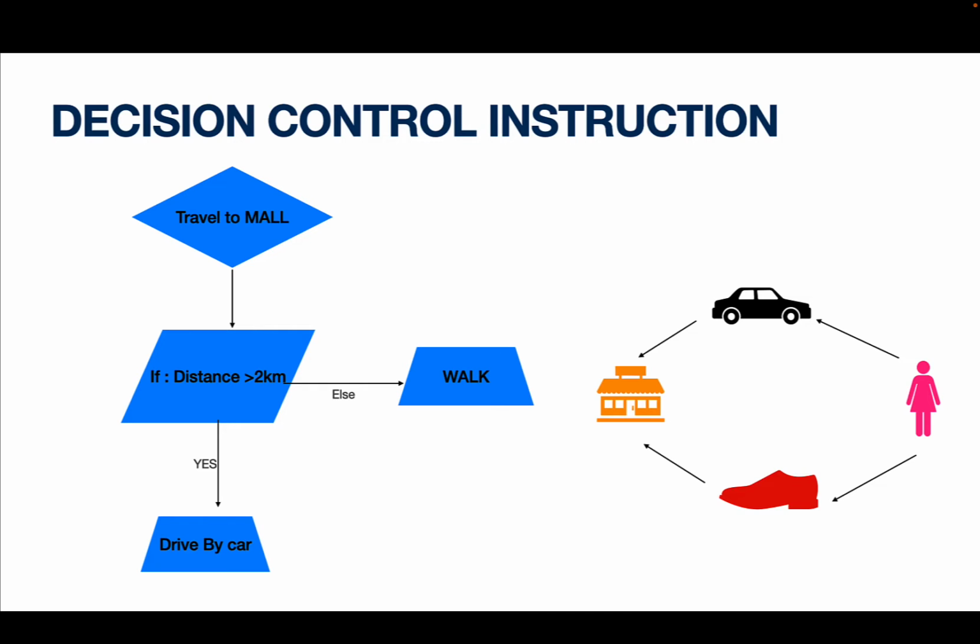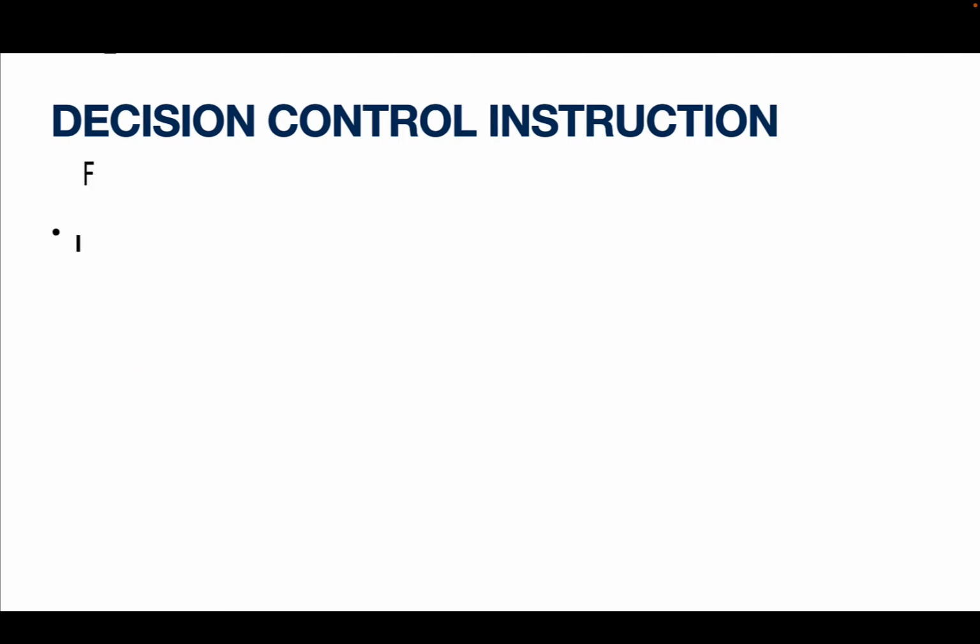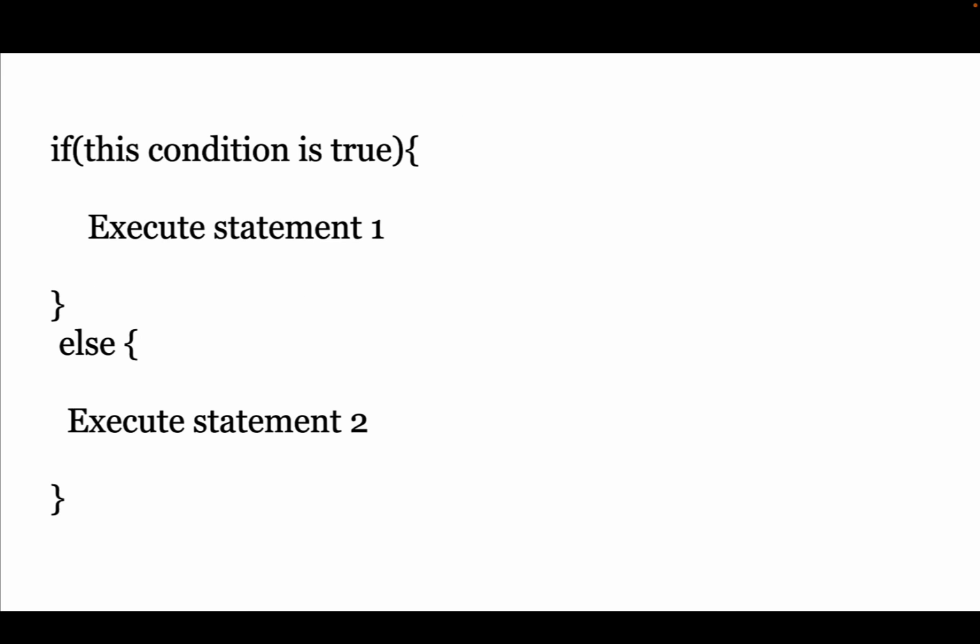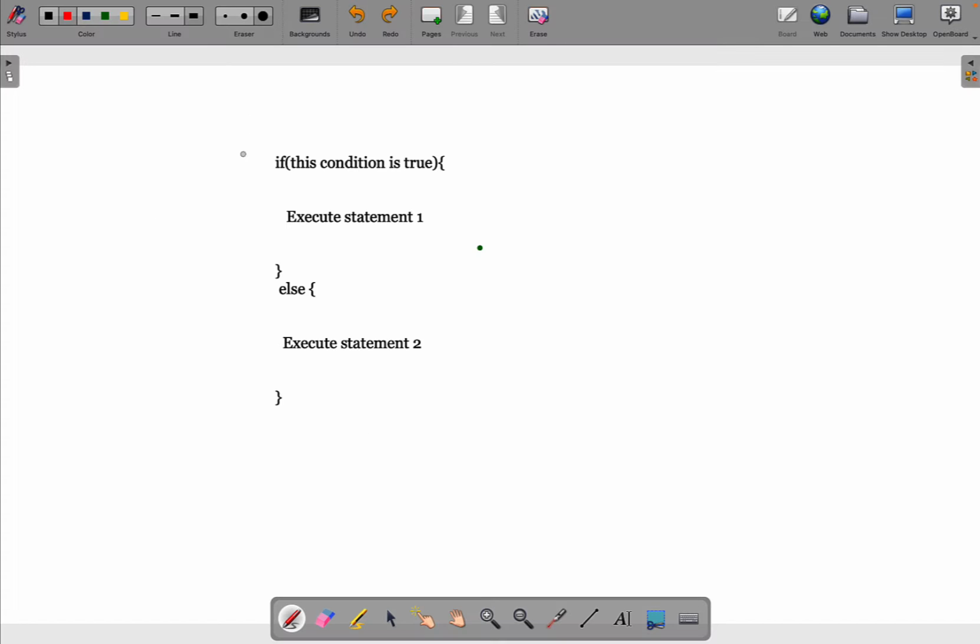So if we want to cover these kinds of scenarios where a statement is executed only on one condition and another statement is executed on another condition, then we use decision control instruction. In Java, this is implemented in two ways: if-else or conditional operators. Let's talk about if-else. So this is the format of the if-else condition.